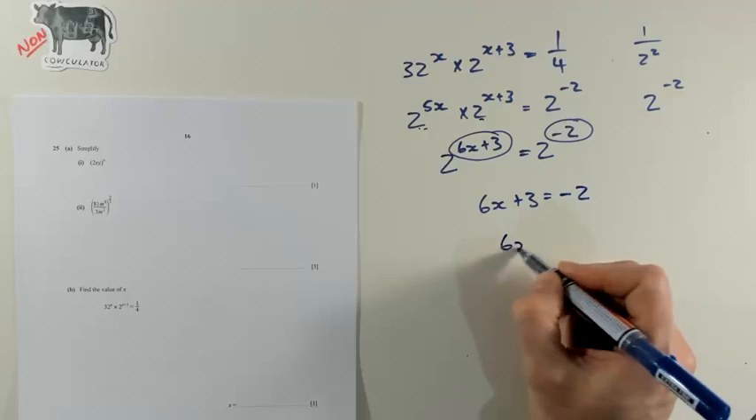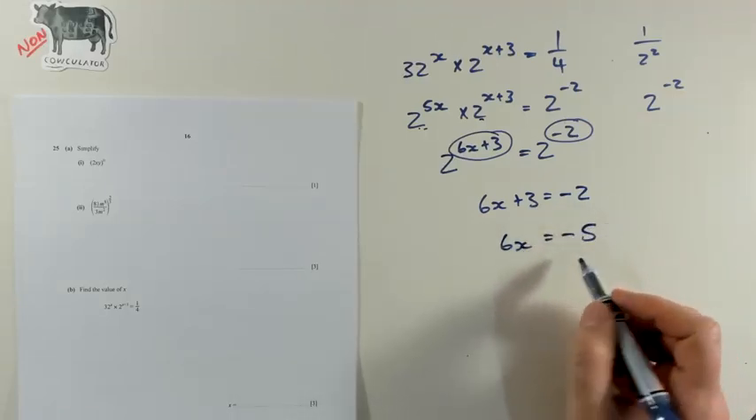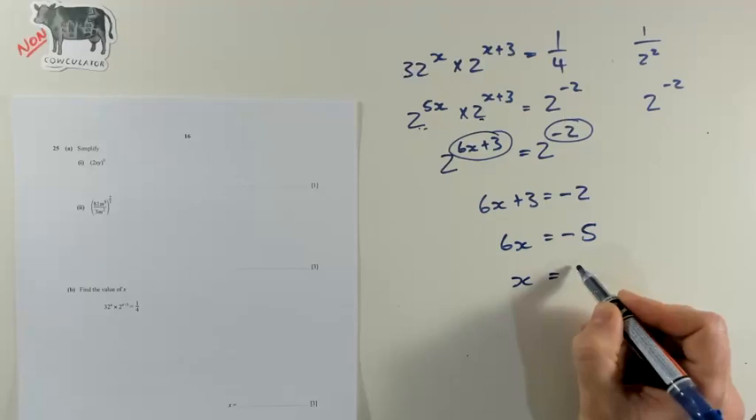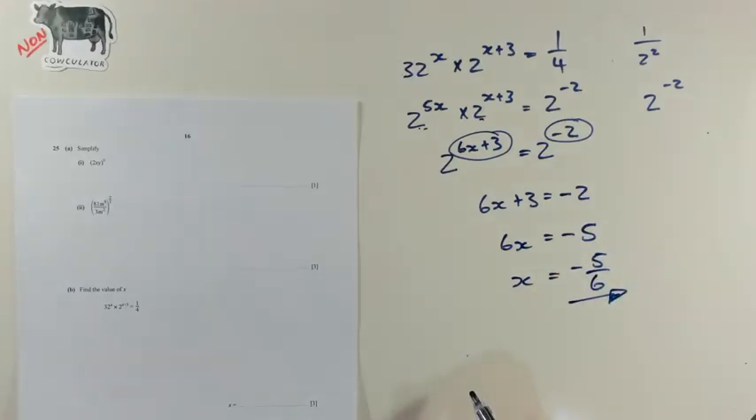Taking that over, 6x is going to be negative 5, subtracting 3 on both sides. So x is basically negative 5 over 6. And that's it.